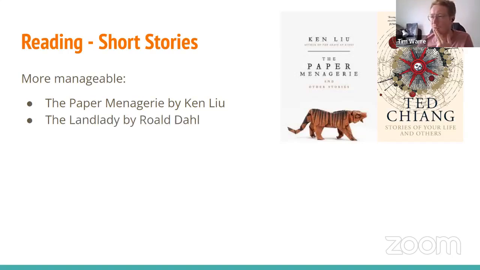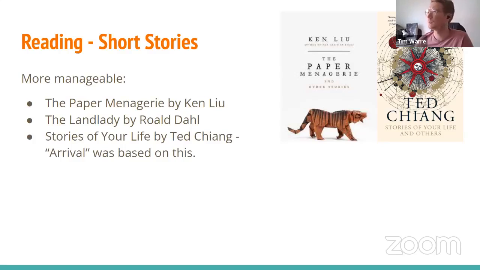If you want something a bit darker, you can read The Landlady by Roald Dahl. It's a dark horror. It's only about 6 pages long, which is very nice. There's this book by Ted Chiang, which is Stories of Your Life. One of the short stories is the short story that Arrival, the film, was based on. So they're really good short stories to use with students. More suggestions welcome. If anyone's come across any specific short stories, I want to build up a database of short stories we can use in class as well. So feel free to get in touch and let me know.